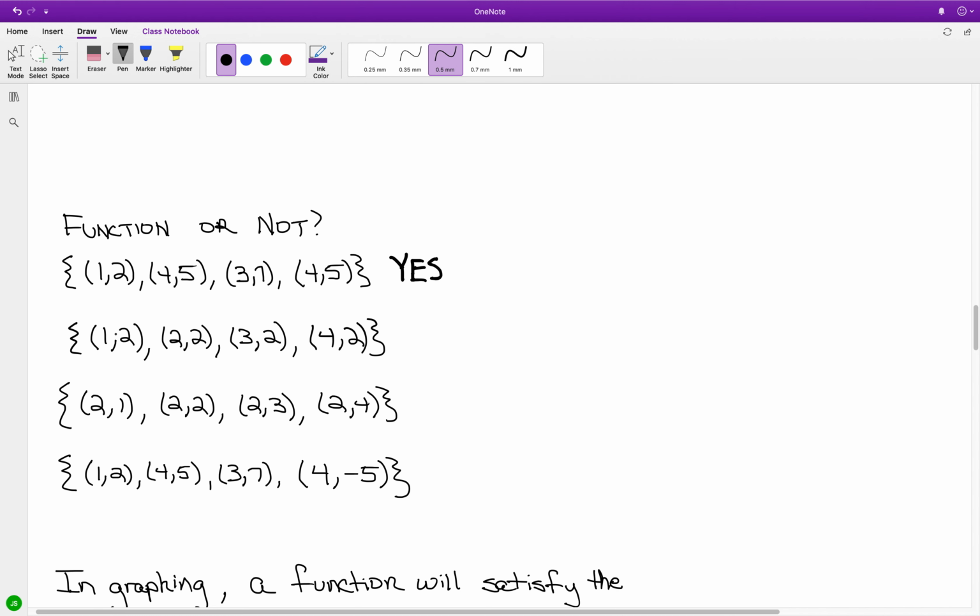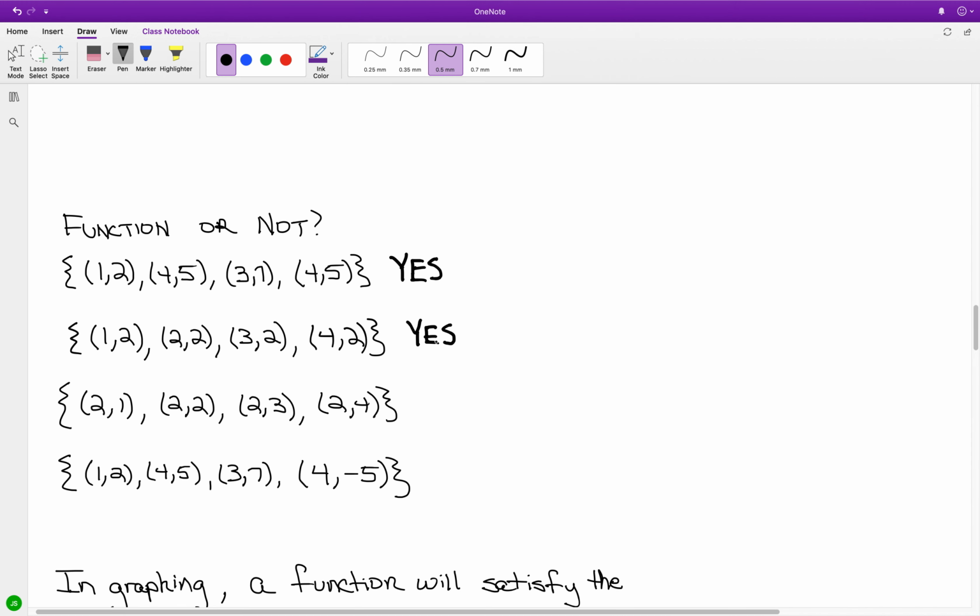Now for the second case, you have 1 paired up with 2, 2 paired up only with 2, 3 paired up only with 2, and likewise 4 paired up only with 2. So now you have the repetition of the y value 2, but since each of the x values is paired up with only one corresponding number, we still have a function.